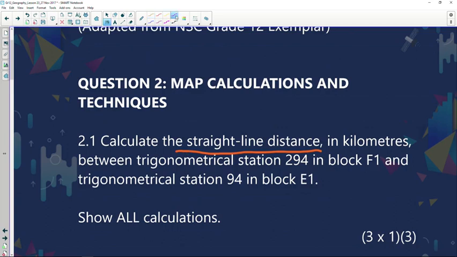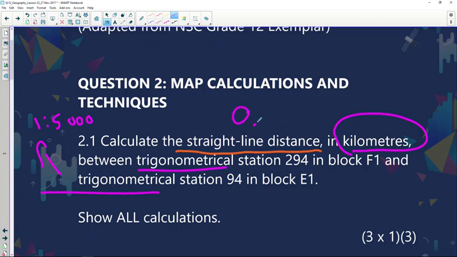Now there's a couple of tips. Where will you find the trig station 294 in block F1? That is an indication that this is on the topographical map of 1 to 50,000. And they want the answer in kilometers. If you want your answer in kilometers, you need to times your centimeters with 0.5.